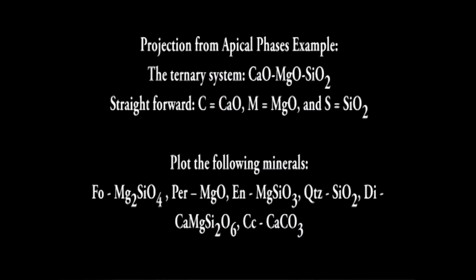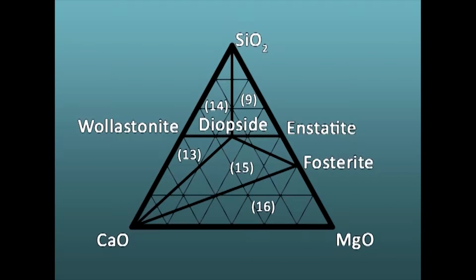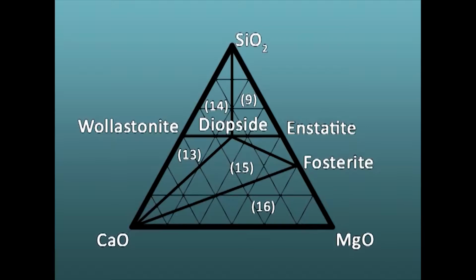Plot the following minerals. Fo, which denotes forsterite, the chemical formula is Mg2SiO4, periclase MgO, enstatite MgSiO3, quartz SiO2, diopside CaMgSi2O6, calcite CaCO3. If you plot these members on CaO, MgO and SiO2 diagrams, see the diagram on screen for the position of these minerals.